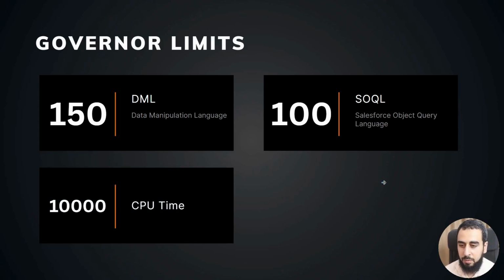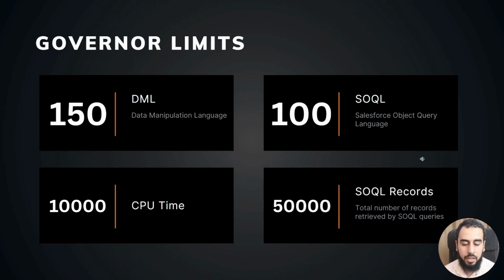We have a CPU time limit that's 10,000 milliseconds. And this is like when you perform some logic that takes a lot of time to process, then you might hit that limit, which enforces simplicity. Try to make things simple so that it's easier to calculate. And there is a SOQL records limit. When you perform a SOQL query, you retrieve some records from the database. The maximum that you can retrieve from SOQL queries is 50,000 records. Now, you do not have to remember any of those numbers. It's just important to know that they exist so that when you build flows, you try to be as efficient as possible.